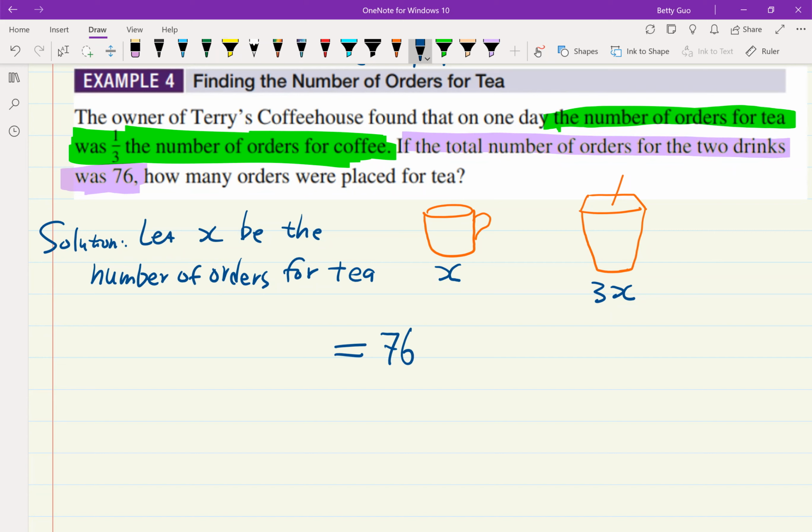Let's see what is equal to 76. Total. When you see the keyword total, it means we have an addition here. Sum, right? It means the orders of tea plus the orders of coffee equals 76. Does that make sense? Yes or no? 1 minute, please. Solve this equation and tell me what is x.